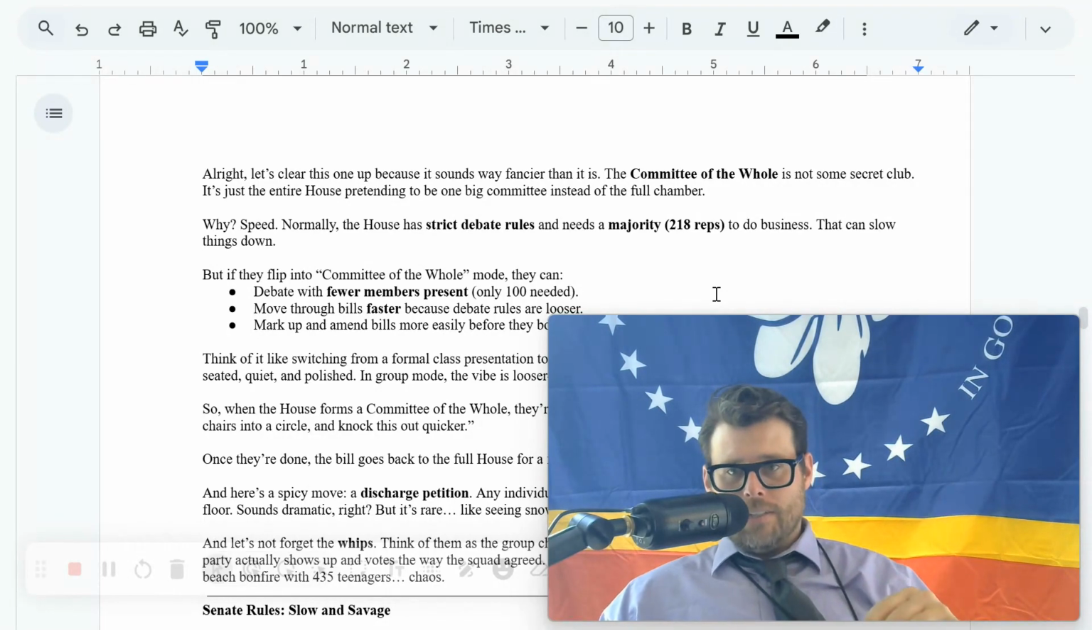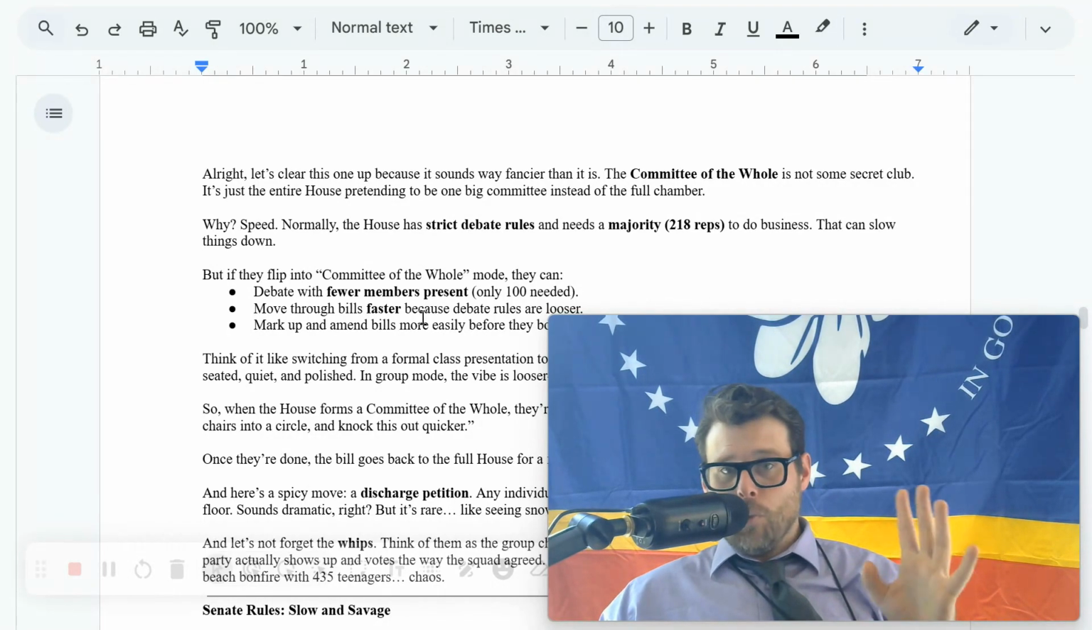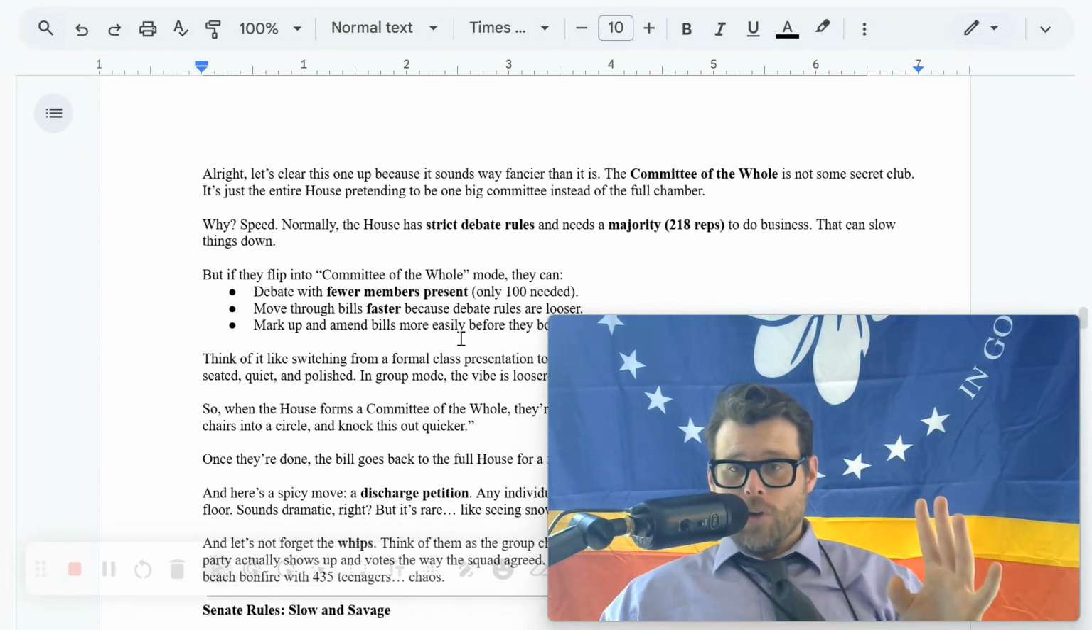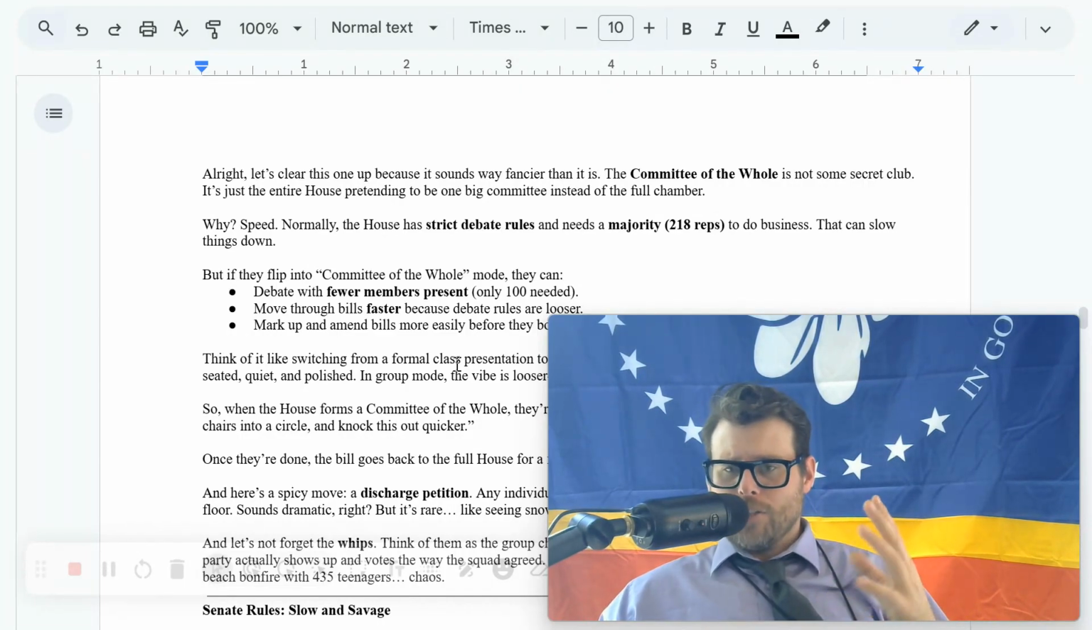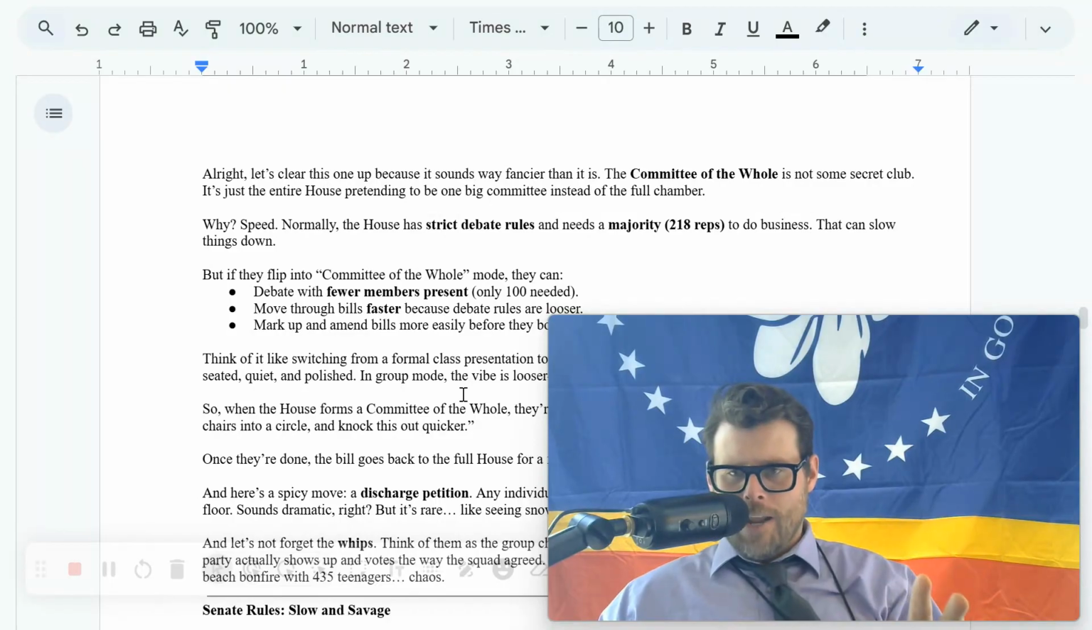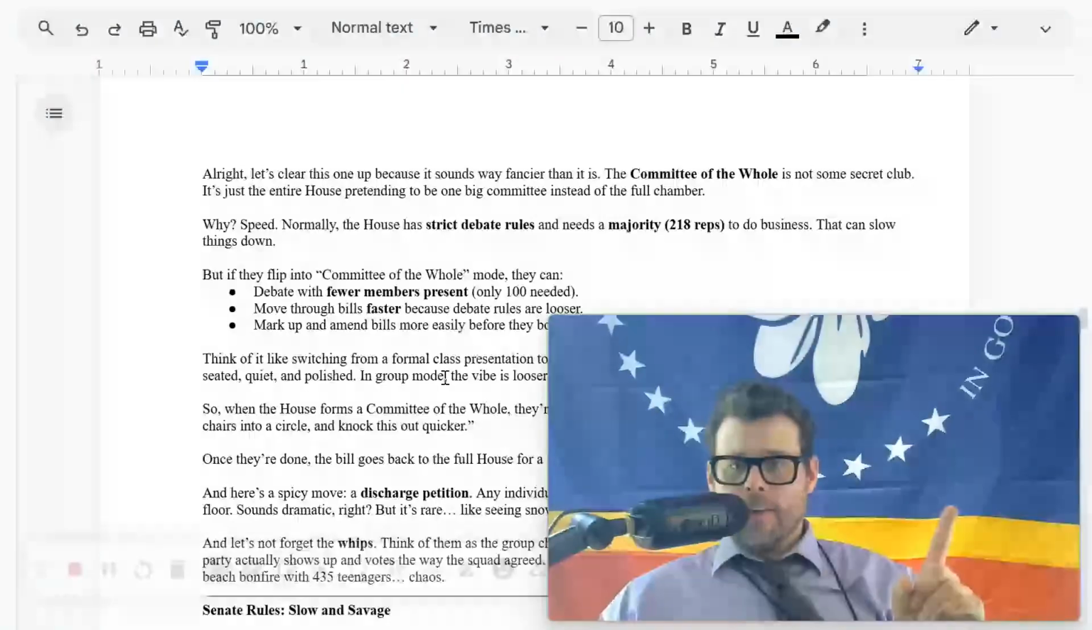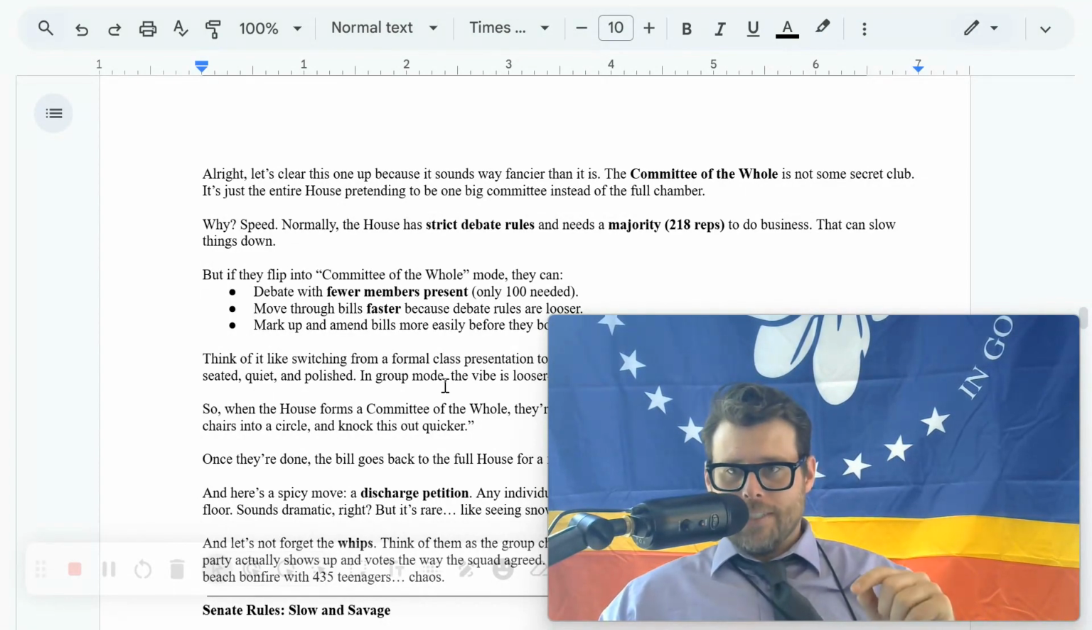One big committee instead of the full chamber, right? So why speed? Normally the House has strict debate rules and needs a majority, 218 representatives, to do business. That is quorum, not decorum. Decorum is going to be respect, right? Have a professional air about you. Quorum means you have the minimum number necessary, which is 218, to do business.